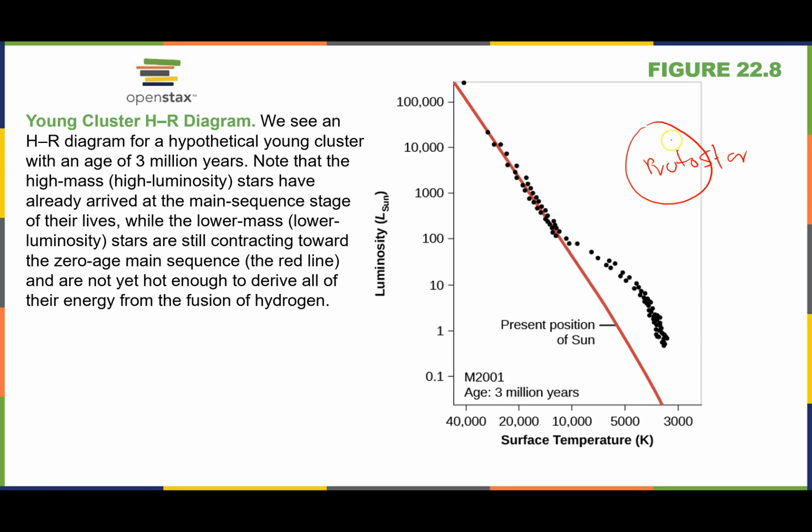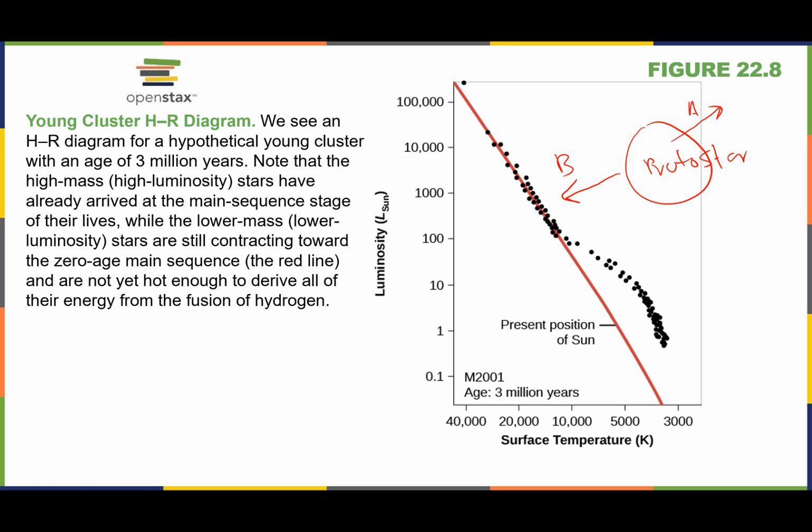Is this protostar going to go this way? I'll call that A, or is a protostar going to go that way? I'll call it B. How many people think it's going to go in the direction of A? How many people think it's going to go in the direction of B? It's going to go in the direction of B. Protostar still means it needs to arrive at the main sequence.